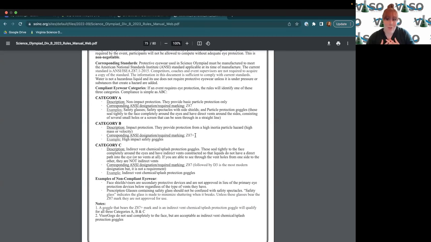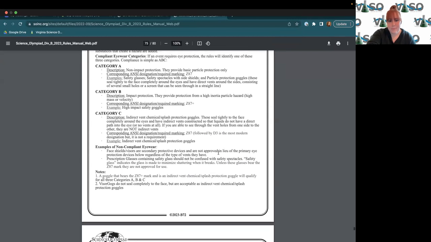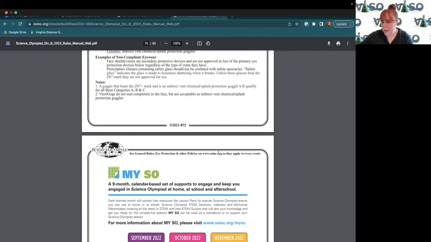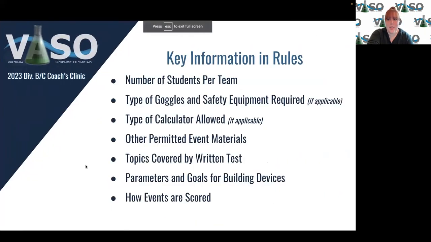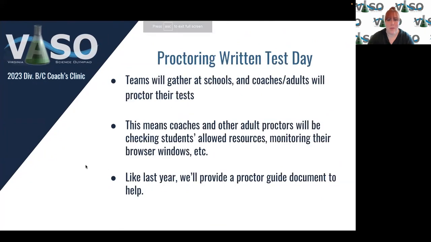So I would start there for schools, because more often than not, if schools have goggles, they're going to at least cover category C, if not also B. But that is your guide for that. All right. I think that's the gist of just like the lay of the land for rules. So I'm going to turn it over to Karen, who's going to tell you all about build events, because there's a lot more to it with all of that.